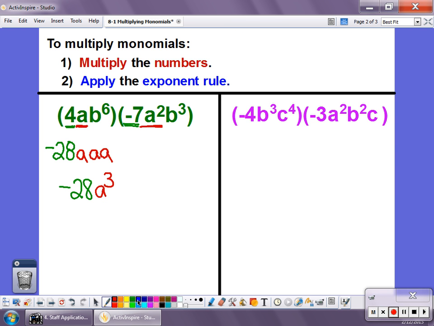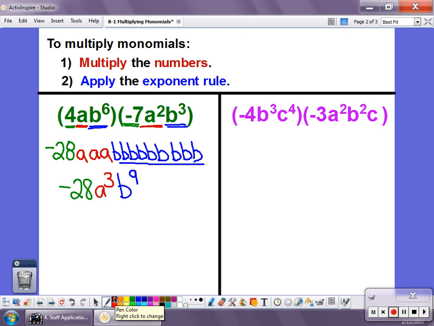And then I'm going to look at my b's. In this monomial, I have 6 b's, so I'm going to draw them all out here. And in this monomial, I have 3 b's. And when I look at how many I have all together here, that gives me a total of 9 b's. Now, if we want to quit expanding and start looking just at our shortcut here, our rule is multiply our numbers, add our exponents. So let's try that on this problem.